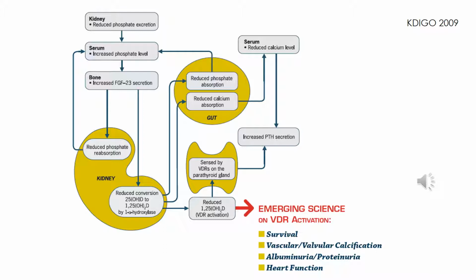So with a decrease in the excretion of phosphate from the kidneys, a decreased absorption of calcium in the gut, it changes the serum calcium and serum phosphate levels, which all interplay with the parathyroid hormone. I hope that was helpful.